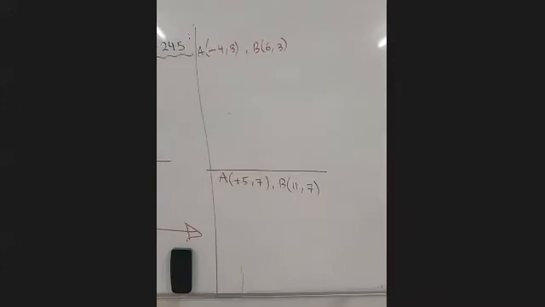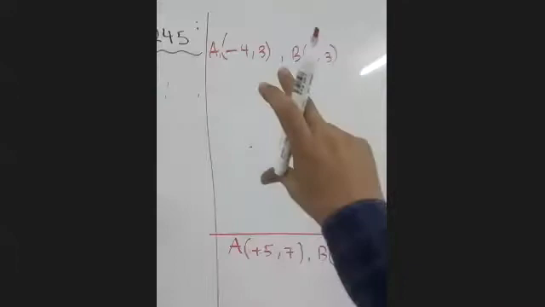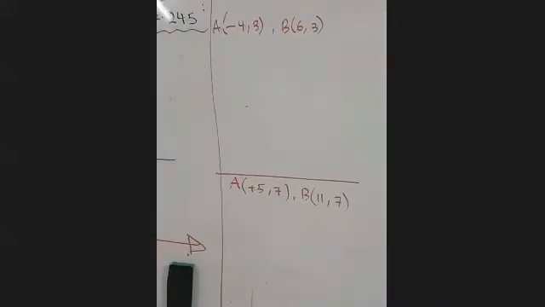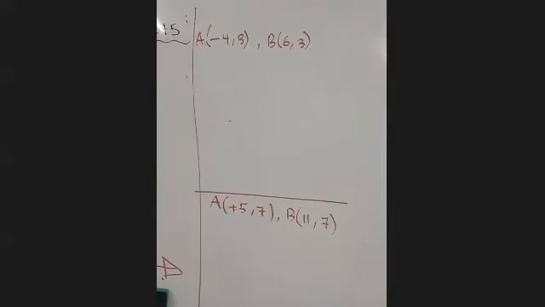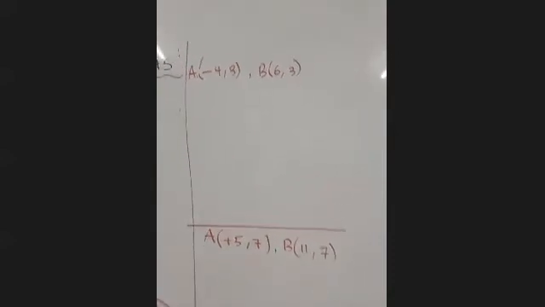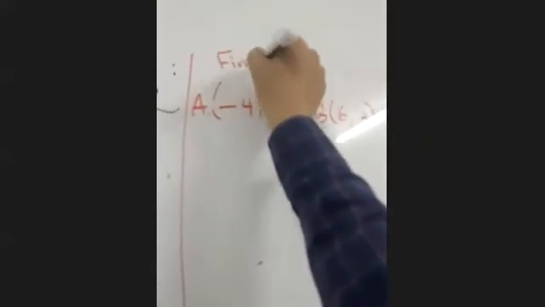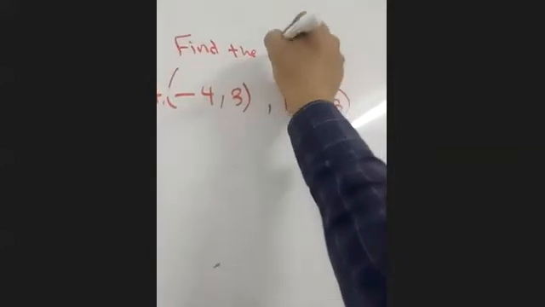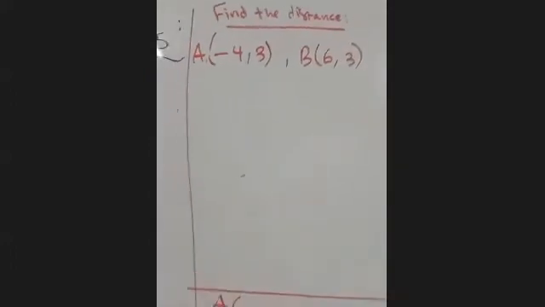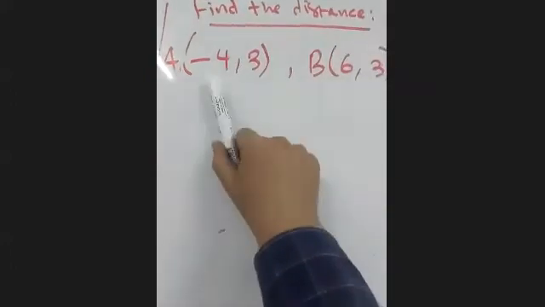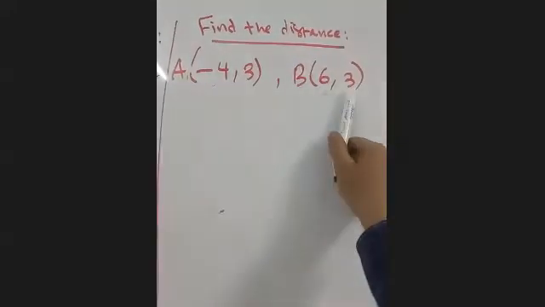Now look here, guys. Now we have 2 points here in the first example. These examples are not in your box, so pay attention, please. Now, how will we find the distance between these 2 points? The question is to find the distance between these 2 points here. Now, look here, guys. Here we have -4 and 3, and also 6 and 3. So we have a similar number, 3 and 3.